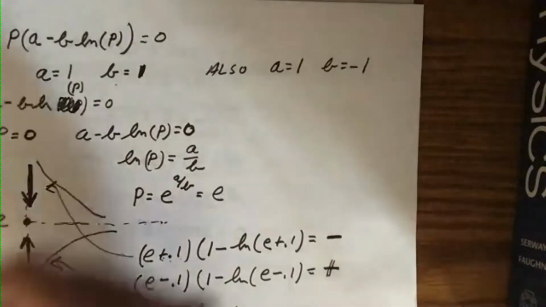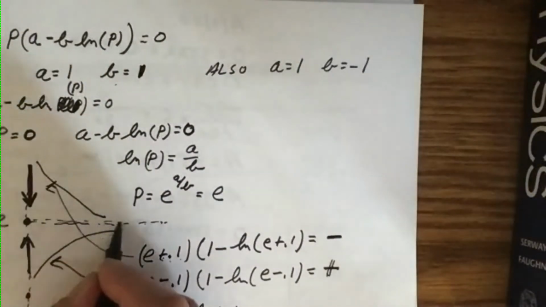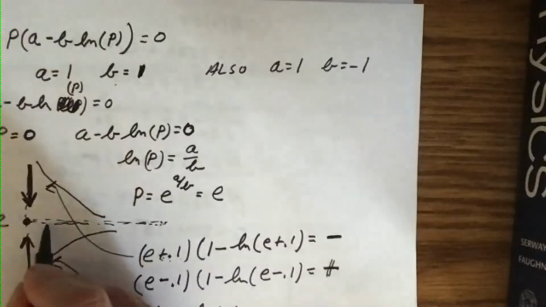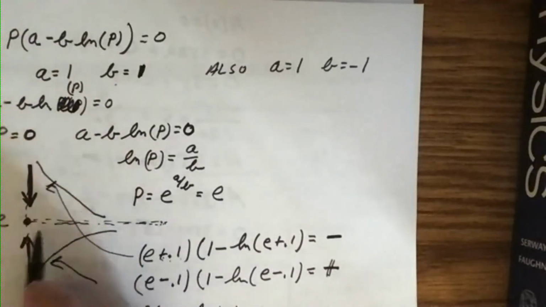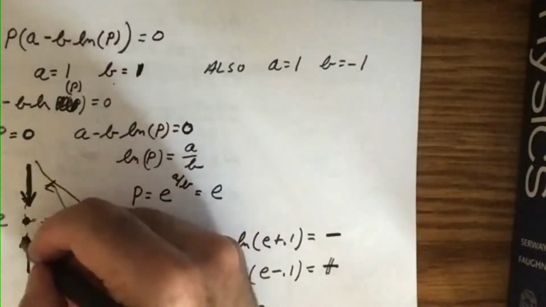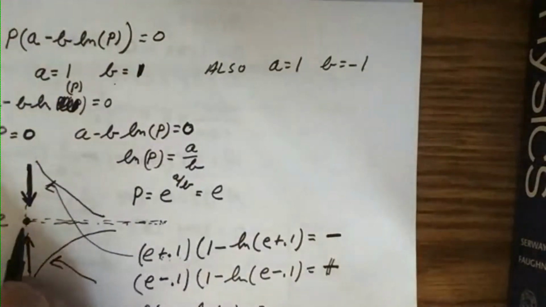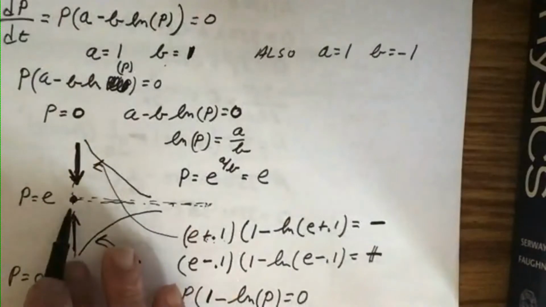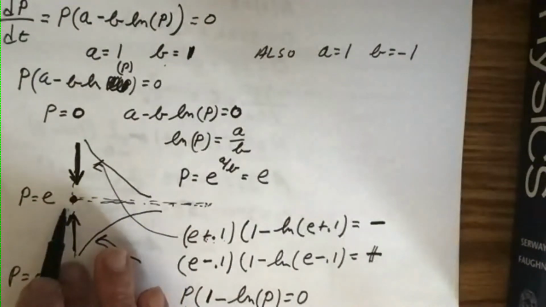We know that the slope is 0 here, and actually E would be a solution to this differential equation. And then we're finding what the slope is above and below the critical point. Now, this would also be a stable critical point, right? This would be a stable critical point. Okay. All right.